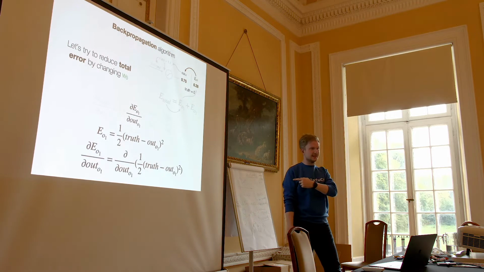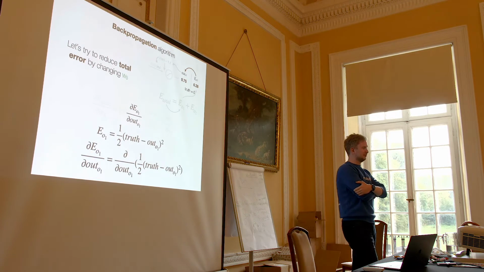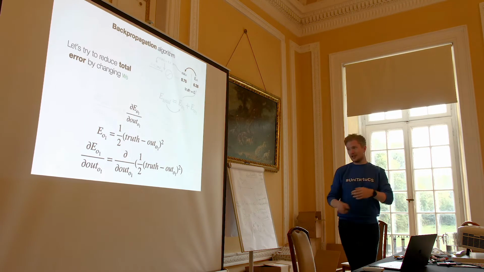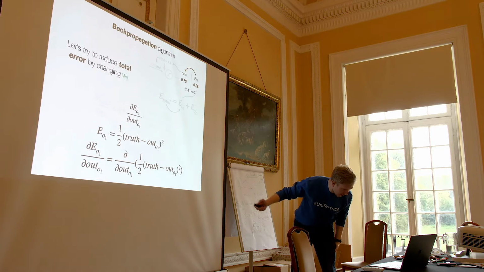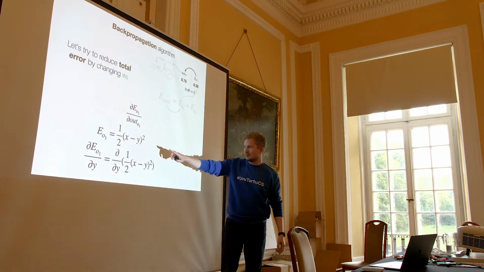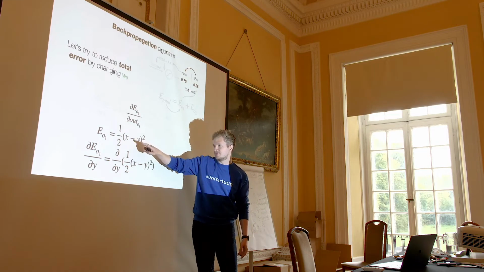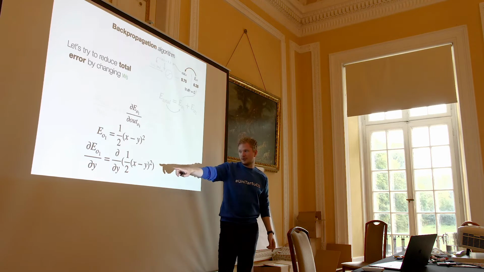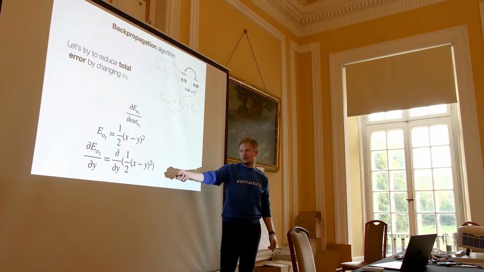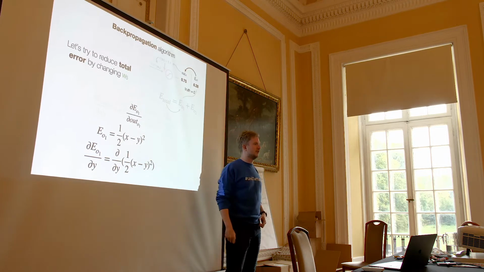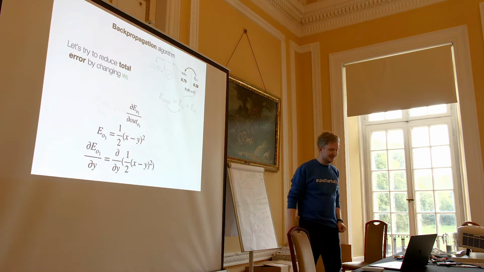Who can show off some amazing derivative skills? I'm simplifying this a little bit here. Again, x minus y squared, then 1 over 2, x minus y squared over 2, and the derivative with respect to y. It's just y.